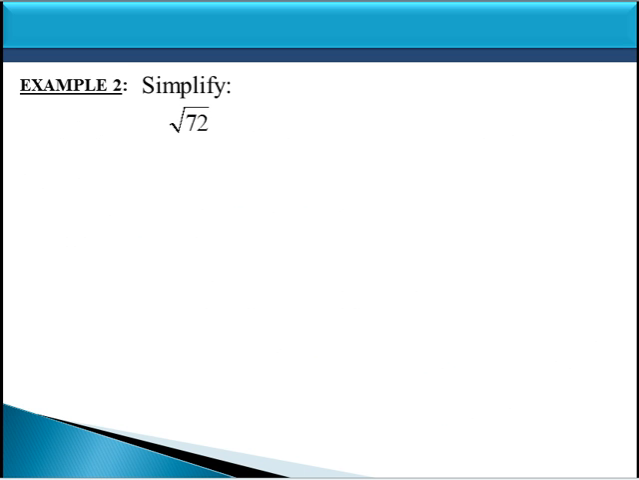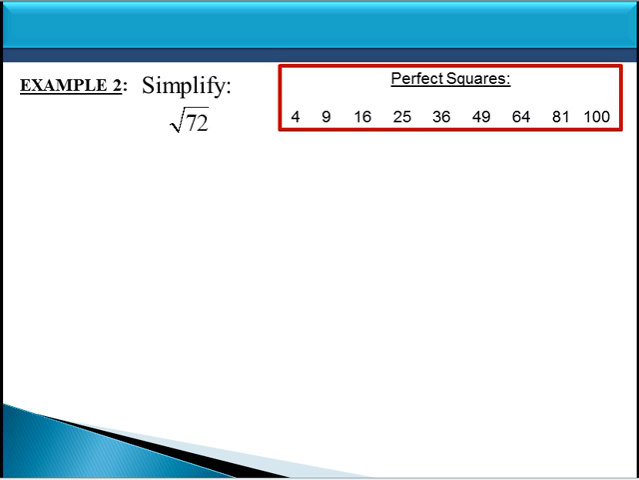Okay, now let's see how we can use that rule to simplify radicals. Now the idea here is we want to split this square root of 72 up into two separate radicals that are multiplied together using that rule. However, it's not going to be helpful unless one of those factors is a perfect square. So let's look at the perfect squares starting with 2 squared, which is 4, all the way up to 10 squared, which is 100.